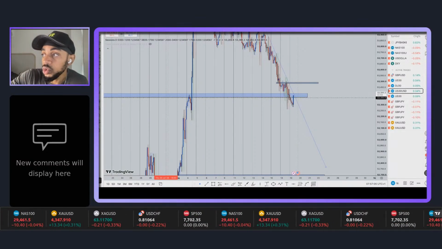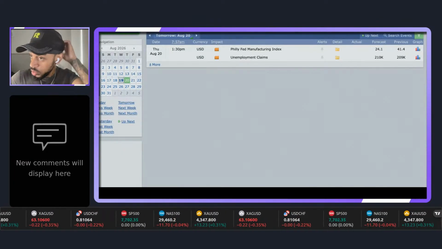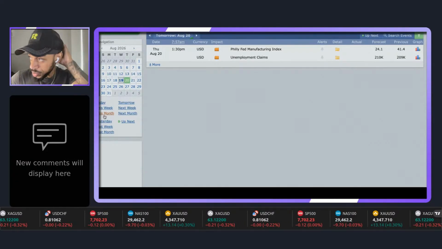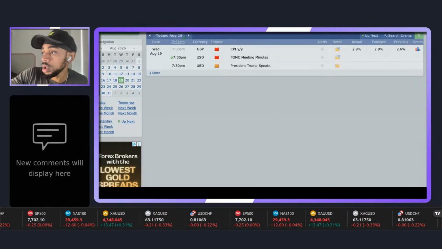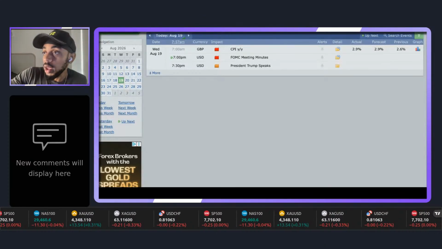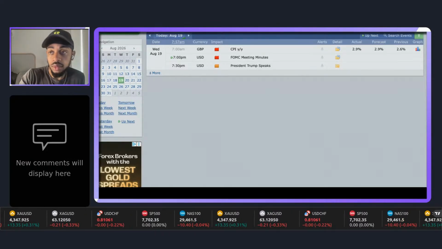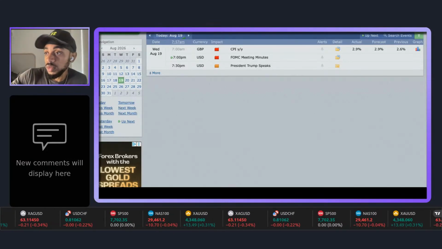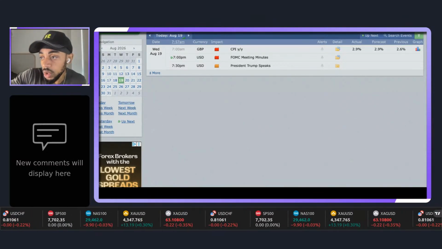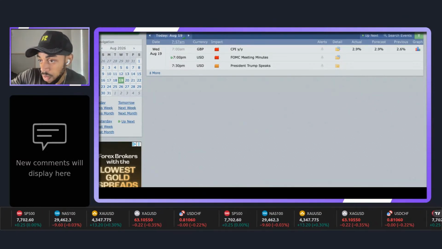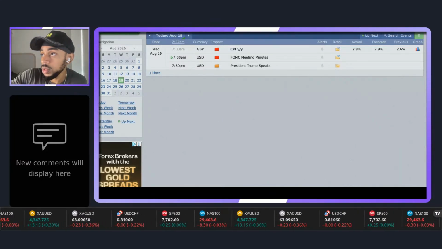Nothing more, nothing less. Simple as that. Let's quickly jump over to Forex Factory for a moment. We actually just had news today. We had CPI for GBP, so we're going to take a look at that and see how that went. As you can see, this is what we're seeing right now.